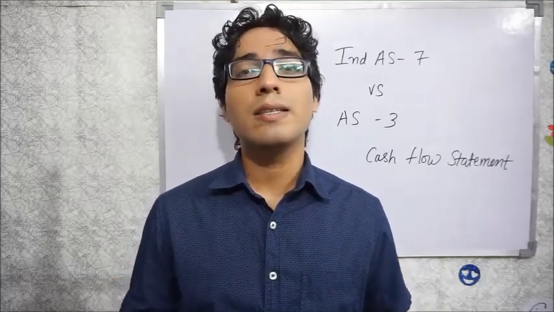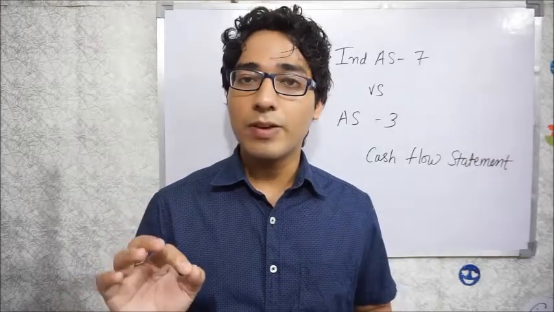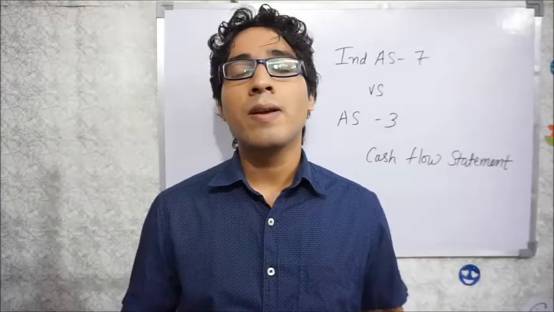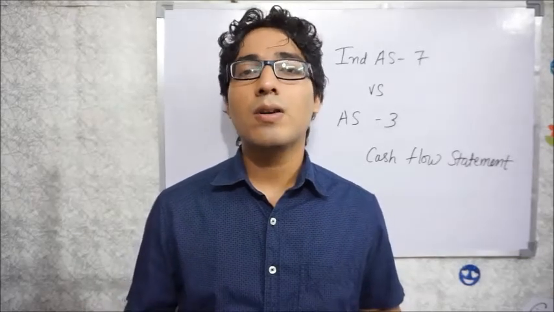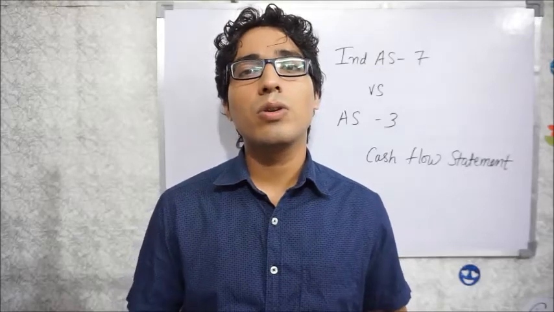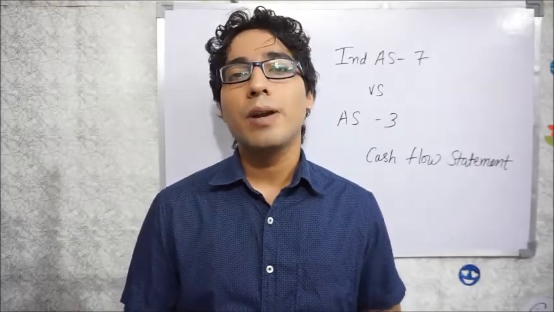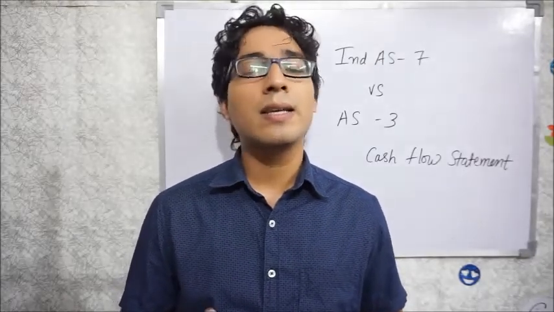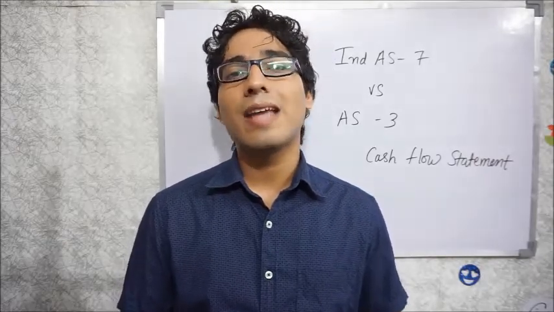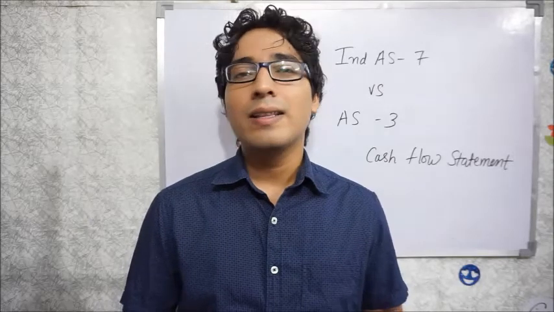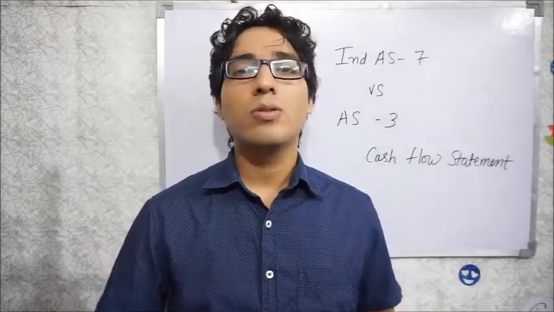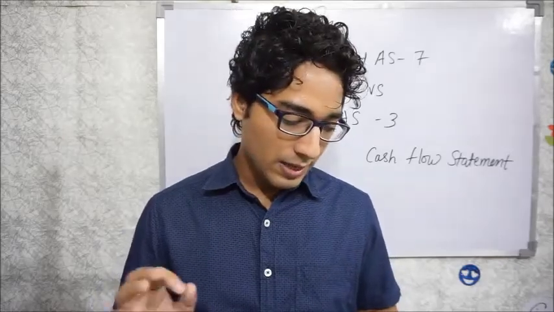So this Ind AS is telling you in a specific manner, but the earlier accounting standard 3 was not saying anything about it. Earlier maybe the companies used to include this in cash and cash equivalents, but now the picture is clear. Ind AS 7 itself says to include the bank overdraft in cash and cash equivalents. So I think that is not much material to you guys. Let's move to the next difference.